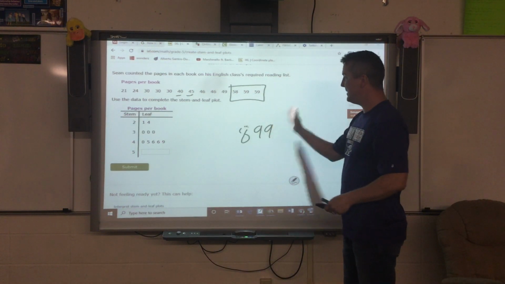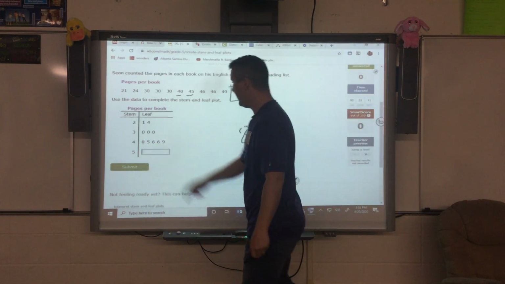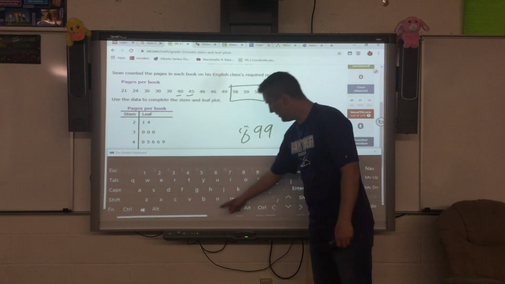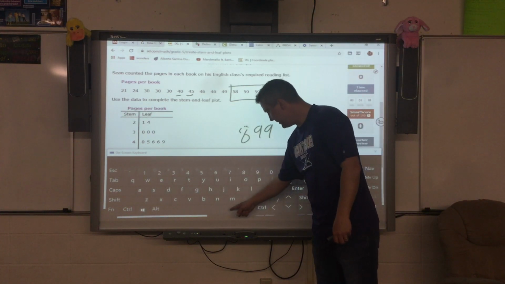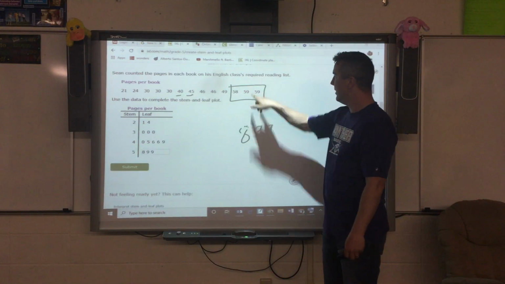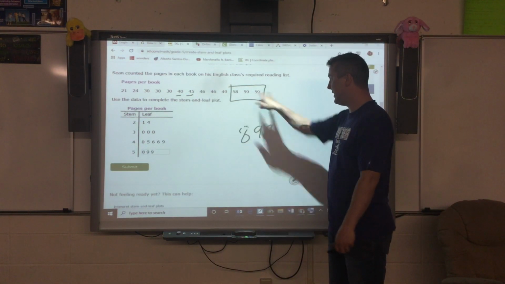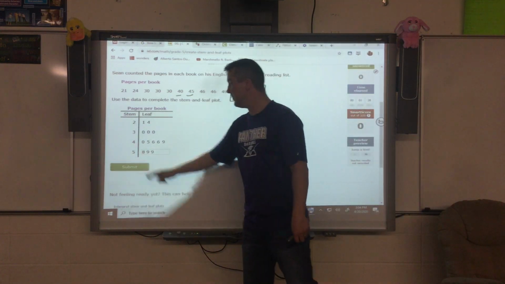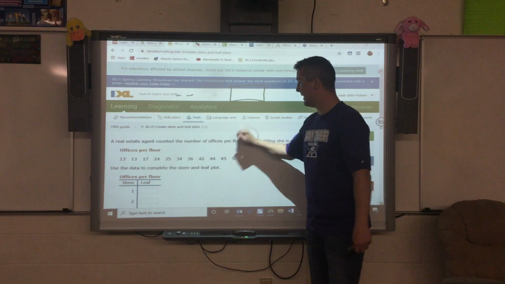We want to put a space in between these. So when I type these in, I need to make sure I have a space in them. Okay? So I'm going to go 8 space 9 space 9. And make sure you put 2 nines because 59 and 59, that's 2 sets of data. Remember when we were doing mean, median, mode, range? That was that kind of thing.